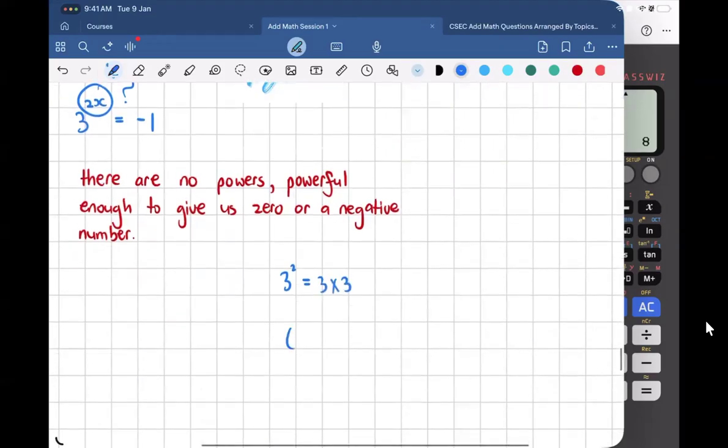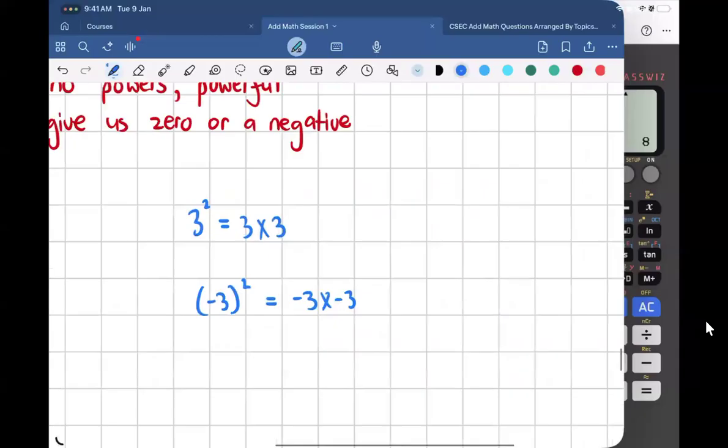Okay, if I had negative 3 squared, what would that mean? It would mean negative 3 multiplied by itself. Exactly. So, is there any condition where you get a negative answer? No. There isn't any, because a positive by a positive is a positive, and a negative by a negative is a positive. Exactly.